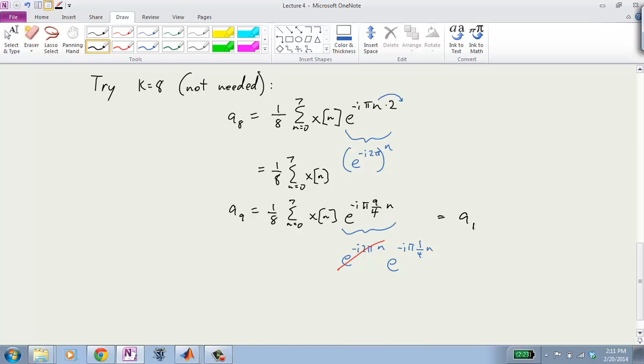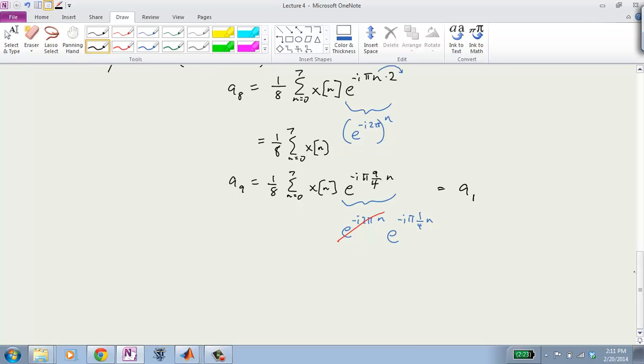A1. In general, the coefficients would be exactly the same if their indices differ by the period of the original signal. This is what's known as aliasing. It's very important, and we will revisit it when we get to sampling. But let's first talk about it right now.